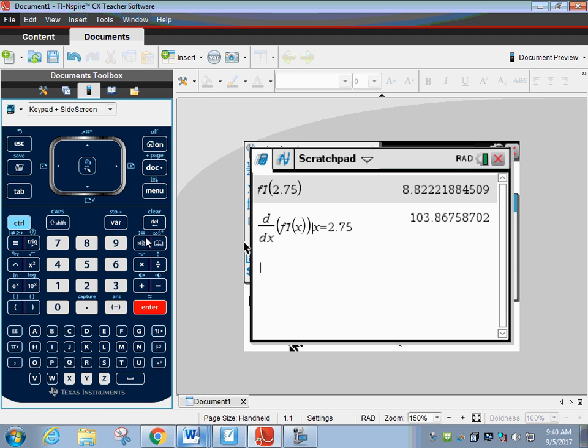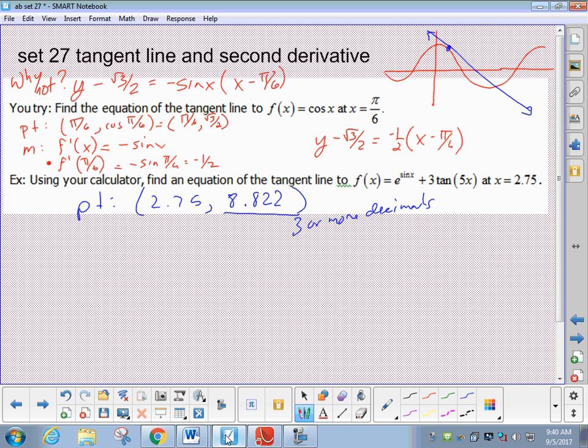Wow, I get a really steep slope, which I guess jives with my picture. Did you get 103.867? That's a really steep slope right there. Anybody not get that for their derivative? Okay. So now, in terms of notation, I would say something like this.